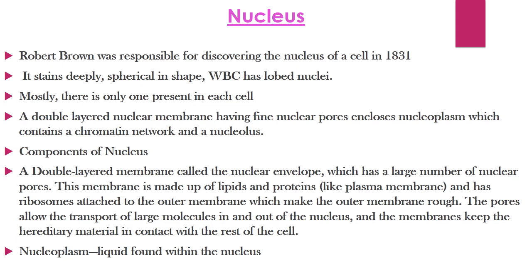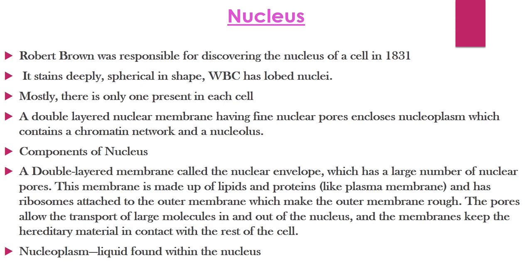Components: a double-layered membrane called the nuclear envelope, which has a large number of nuclear pores. This membrane is made up of lipids and proteins like the plasma membrane and has ribosomes attached to the outer membrane, which make the outer membrane rough. The pores allow the transport of large molecules in and out of the nucleus, and the membrane keeps the hereditary material in contact with the rest of the cell.